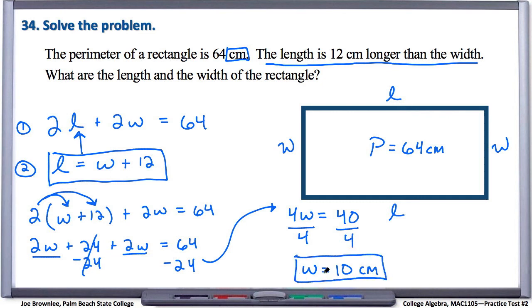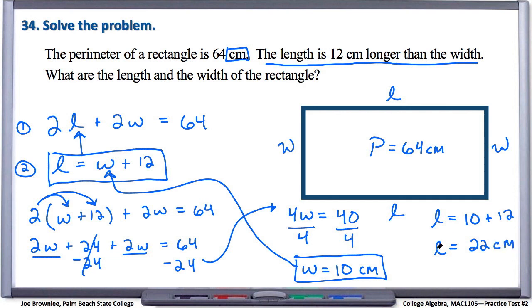And now we know that if we want to solve for the length, we have to take this value and plug it in for W in equation number 2. And what that'll do for us is solve for the length. So we'll have length equals the width, which we just found to be 10, plus 12. So the length equals 10 plus 12, which is 22. And again, we know what the unit measure is, so let's include it as part of our answer. And so there we have it: our width is 10 centimeters and our length is 22 centimeters, number 34.